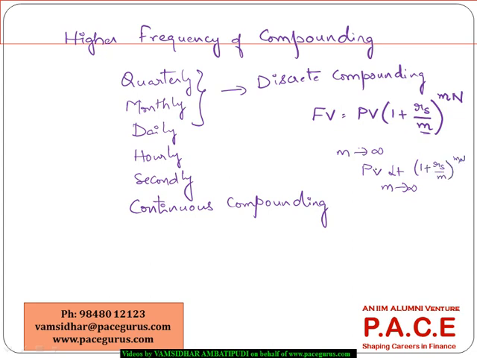People who remember the concept of limits, it can very well be written as present value times e power rs times n. So whatever is the stated rate of interest, which is always annual, multiplied by number of years, that is what will give me the future value in case I am going with continuous compounding.